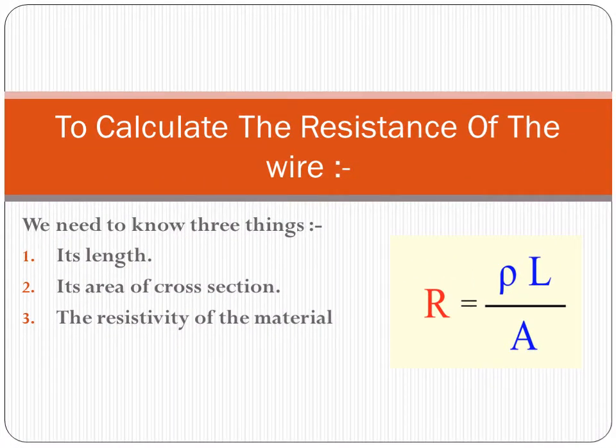Now to calculate the resistance of a wire, we should know three things: its length, that is L, its area of cross section, that is A, and the resistivity of the material, that is ρ.